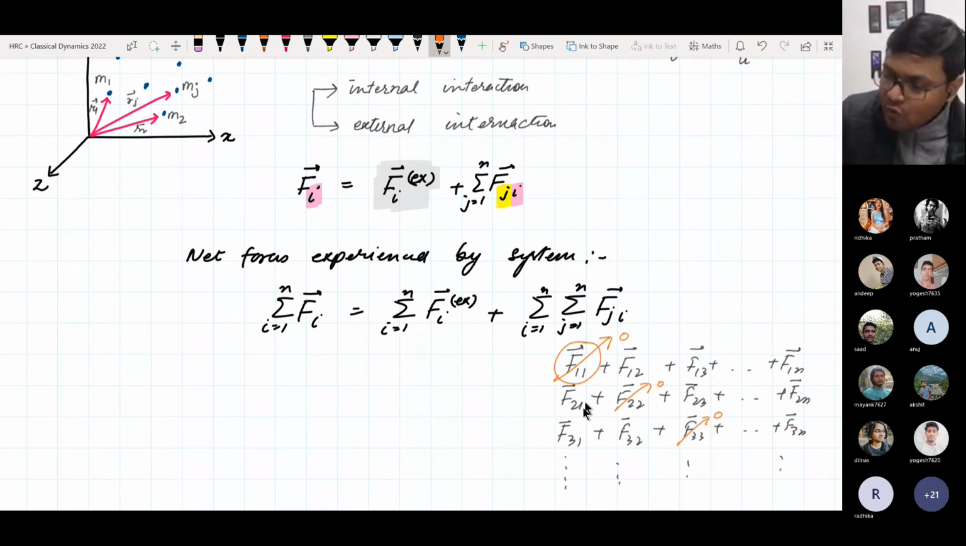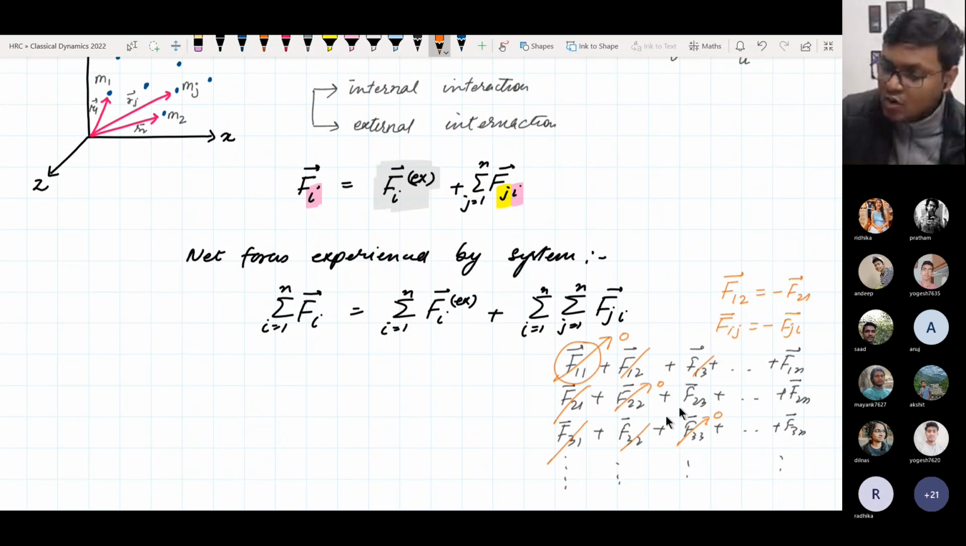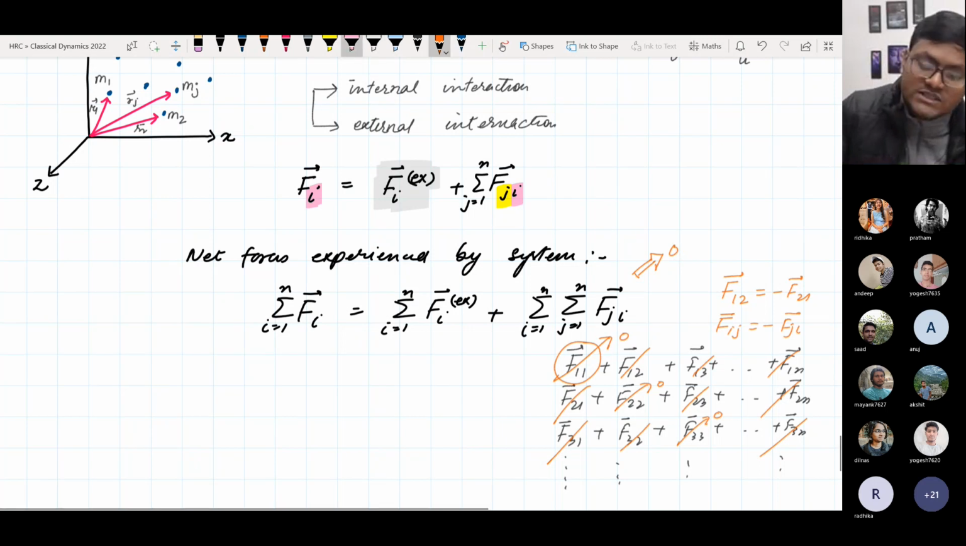Next, what is the relationship between F12 and F21? The relationship is that F12 is equal to minus F21 based on Newton's third law. So therefore this cancels out. So in essence, as you said, Pratham, Fij is equal to minus Fji. Because of that, this gets cancelled out and everything else gets cancelled out. All the terms get cancelled out. So essentially this entire thing becomes equal to 0, which leads us to the conclusion that internal forces always cancel each other out.